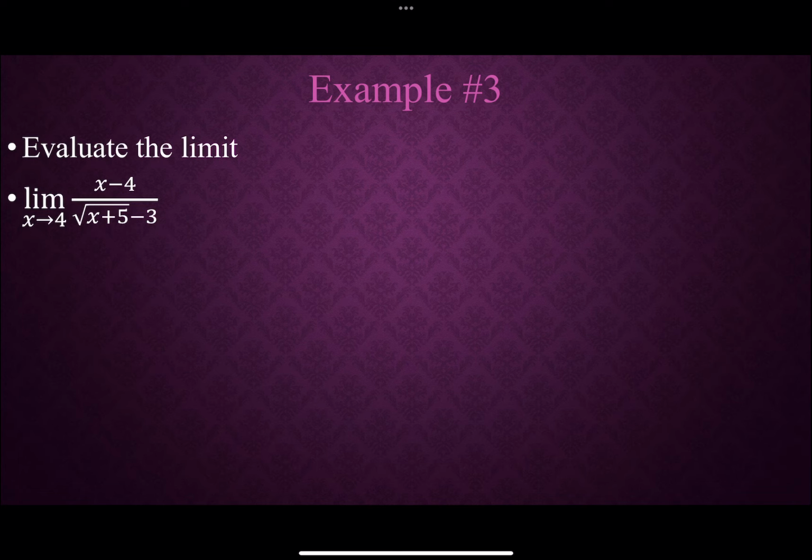Another technique is where we have radicals. Again, don't assume just because you see a radical in a rational function, it's automatically 0 over 0. Always substitute in, see what happens. 4 minus 4, square root of 4 plus 5 minus 3. This does, again, come out to be 0 over 0.